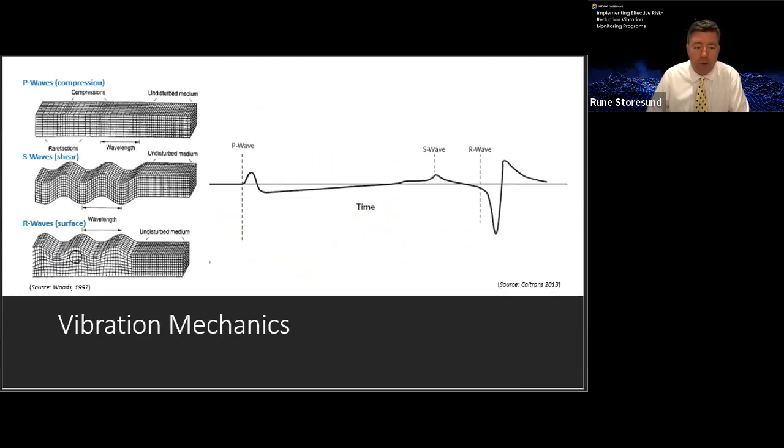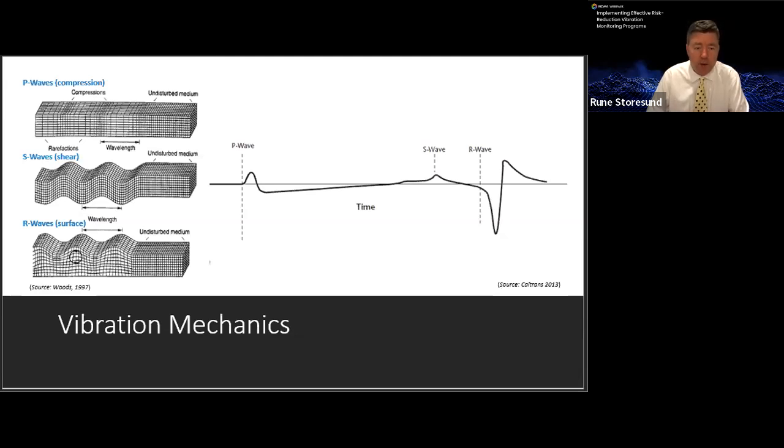So I do want to provide a very basic background for everyone on vibration mechanics. Generally, there are three primary modes of ground vibrations that contribute to construction-induced vibrations. These are P waves or compression waves, S waves or shear waves, and R waves or surface waves. There is a fourth set of waves, Love waves. They propagate in a kind of a sinuous side-to-side motion, but they're less commonly generated during your typical construction activities.